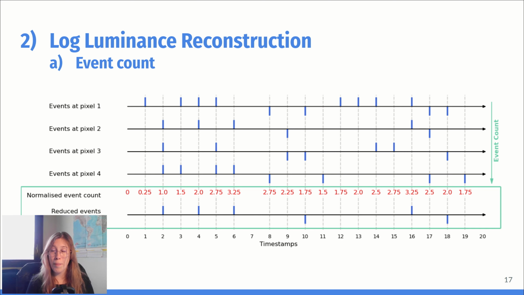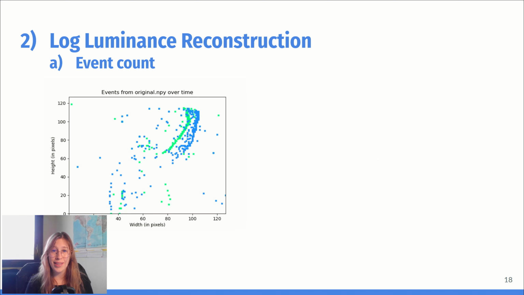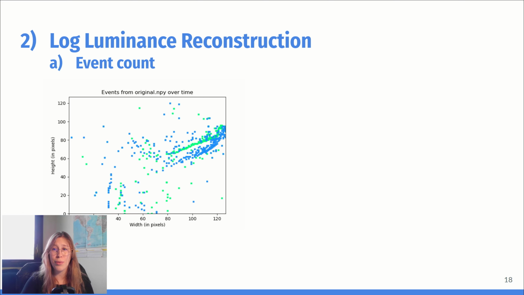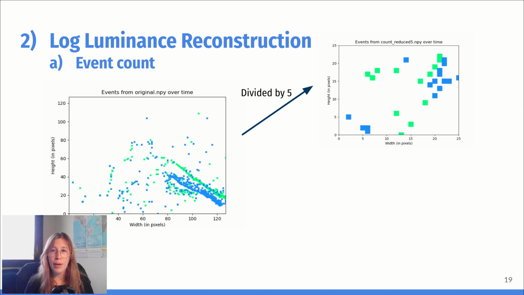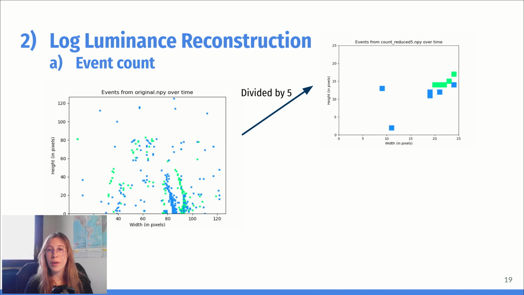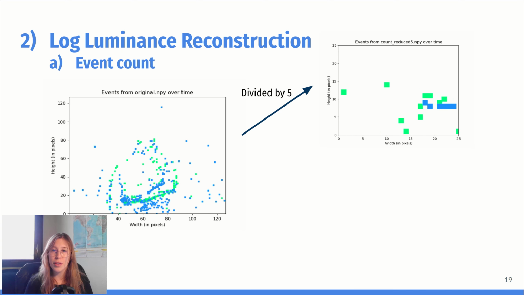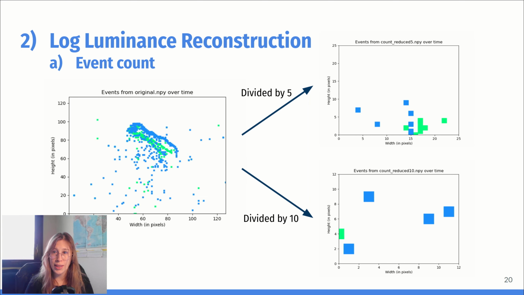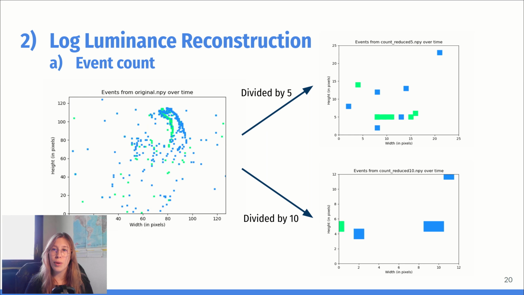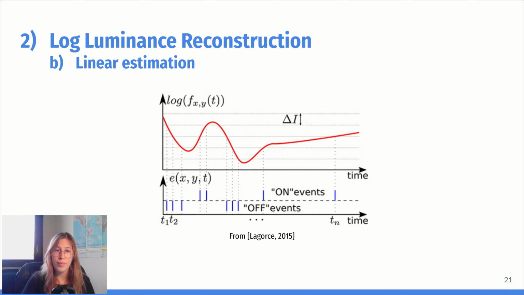This method is a bit better, as we can see here on this example. We keep the same example as before. Here is the result with divided by 5. We can kind of see the arm moving around, but it keeps a lot of noise in the background, as you can see more specifically when it is divided by 10. But it's closer to what an actual event camera would do.